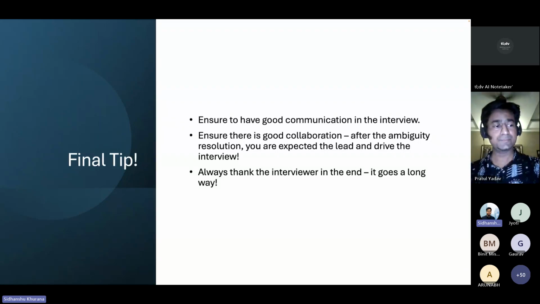If the interviewer and interviewee were to work in the same team, will they like working with each other or not? What is the collaboration? What is your attitude? Do you have a team spirit or not, which is that together everyone achieves more? And always thank the interviewer in the end. It really goes a long way based upon my experience.